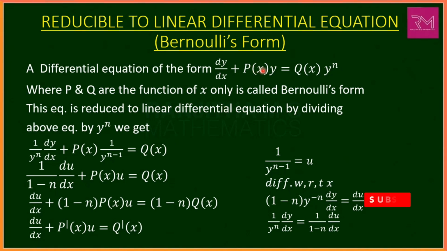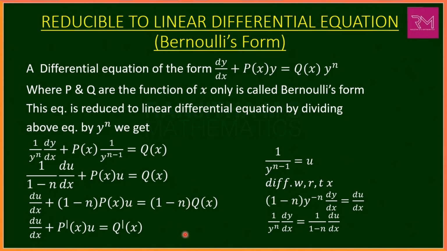Now the equation dy by dx plus p of x into y, which is equal to q of x into y power n, that is Bernoulli's form, which is reduced to a linear differential equation form, that is du by dx plus p dash of x into u, which is equal to q dash of x. This is a linear differential equation form. So this is a procedure to reduce the non-linear differential equation form to a linear differential equation form.